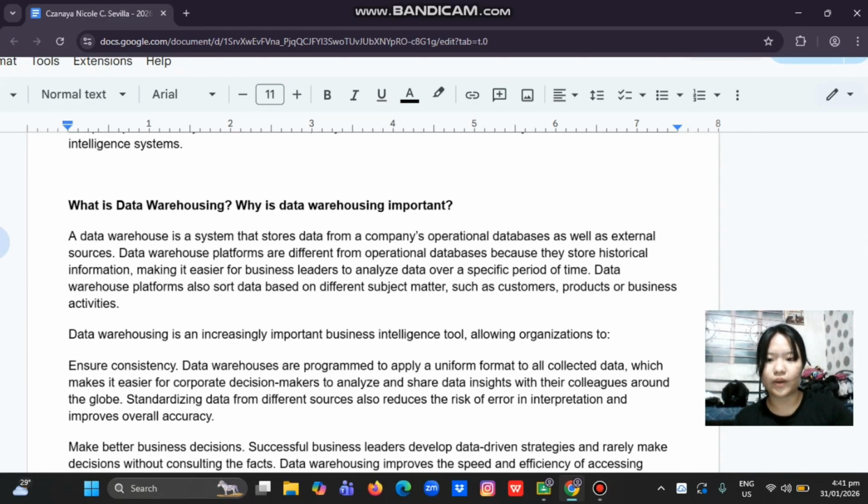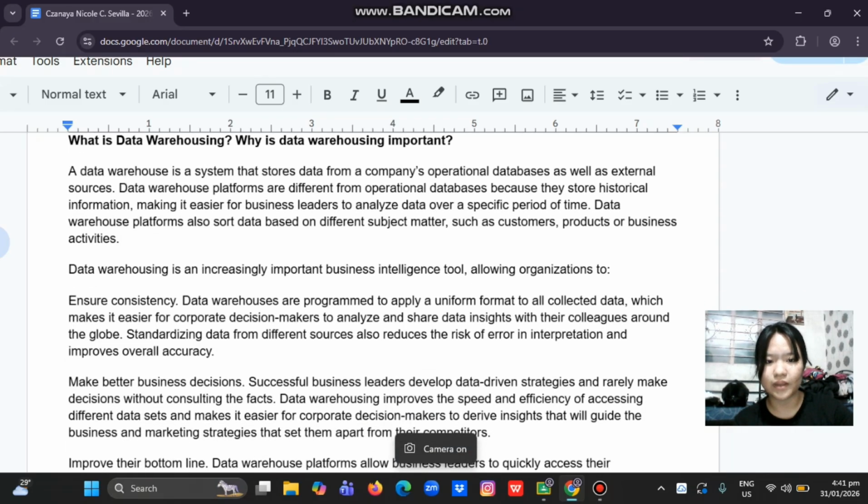What is data warehousing? Why is warehousing important? A data warehouse is a system that stores data from a company's operational database as well as external sources. Data warehouse platforms are different from operational databases because they store historical information, making it easier for business leaders to analyze data over a specific period of time. Data warehouse platforms also sort data based on different subject matters such as customers, products, or business activities.